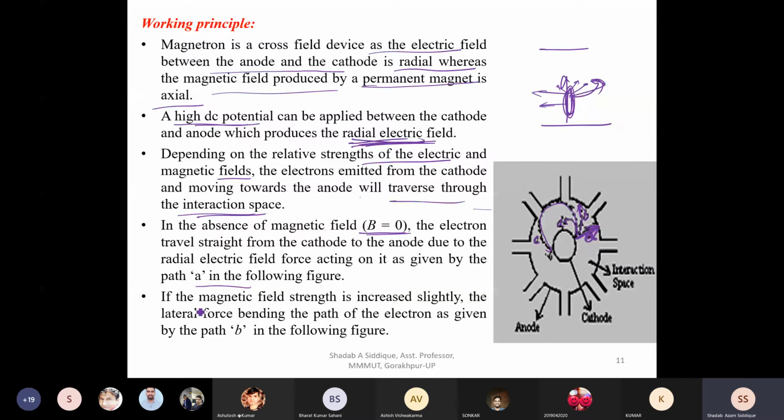Now if the magnetic field is slightly increased, from B equal to 0 to B equal to some finite value, the lateral force bends the path of the electron, as indicated by path B. Now if you increase it slightly more, your path will be C, and if you have more strength, it will come back, not going further into the interaction space.